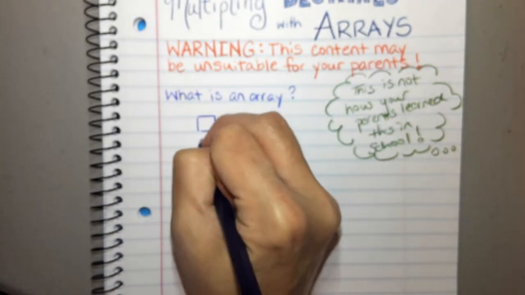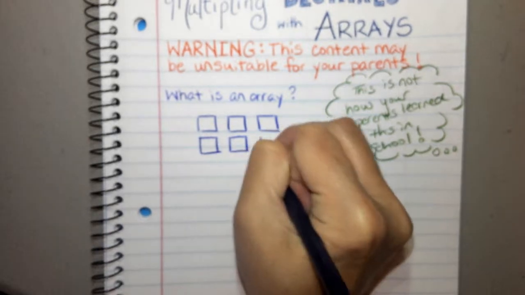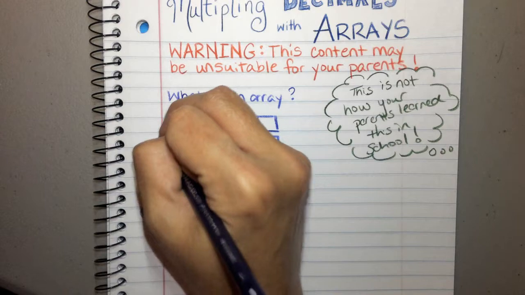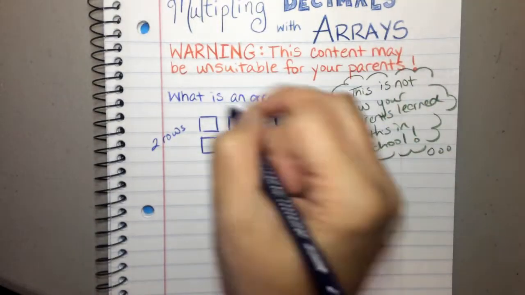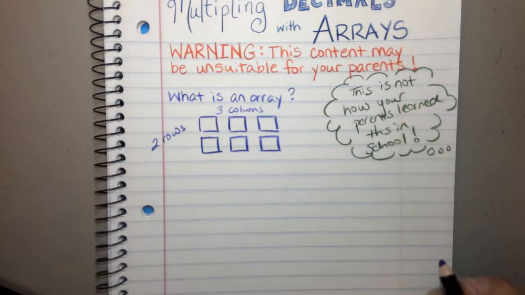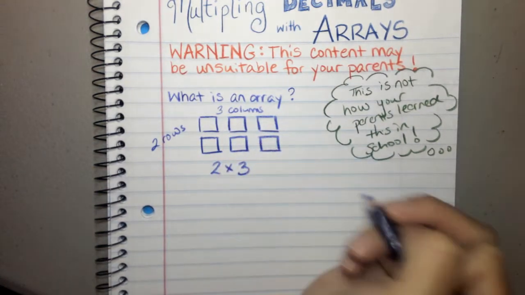Okay, so here's a pretty simple array right here. So this array has 2 rows. Okay. And it has 3 in each row, so 3 columns. So, and I think there might be an N in columns. So this shows 2 times 3.